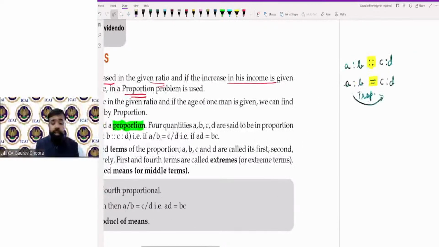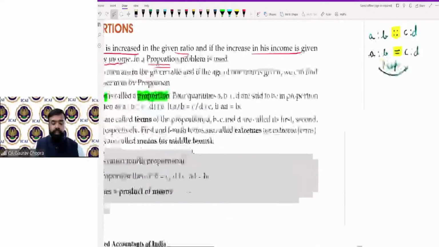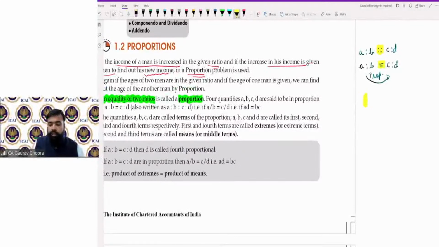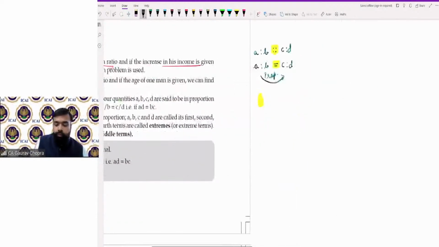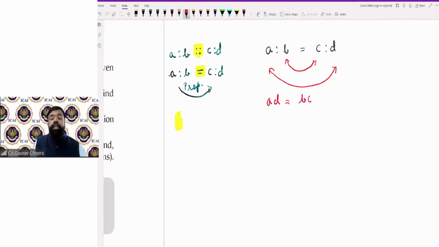So now how do we simplify this? How can we simplify this? So there is one simple formula which says that if it is A ratio B equal to C ratio D, now what we have to do? We have to multiply the two numbers. Which two numbers? Two middle terms and two corner terms. So how we have to multiply? Two corner terms A and D is equal to B and C.